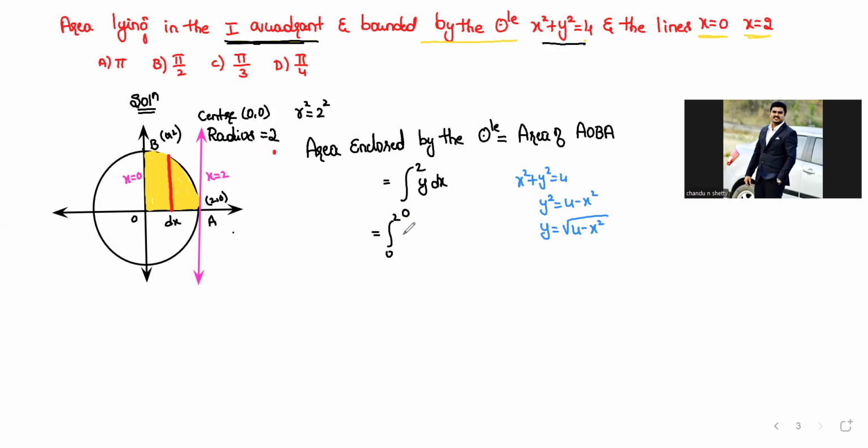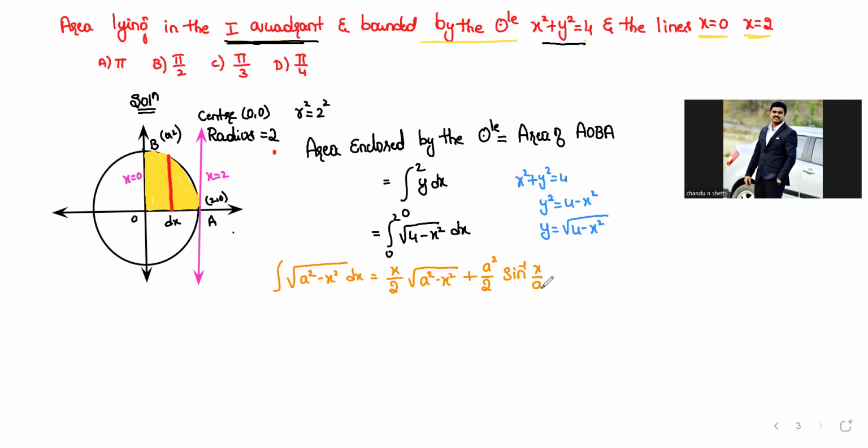integral 0 to 2 square root of 4 minus x square into dx, and we all know the formula: integral of square root of a square minus x square dx is equal to x by 2 square root of a square minus x square plus a square by 2 sine inverse x by a. Okay, I'm using this formula now.